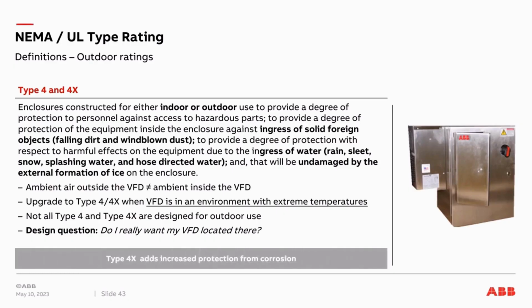Now, when we do a 4 to 4X, we add increased protection from corrosion. In this case, we use stainless steel enclosures and stainless steel air conditioners. The air conditioner is used to transfer the heat from inside the enclosure to the outside of the enclosure. If you were mounting this in a swimming pool area, outside would have chlorine, but the inside would not be affected by chlorine. So a stainless steel enclosure would be an applicable use for swimming pool areas and areas where you have gases like chlorine.